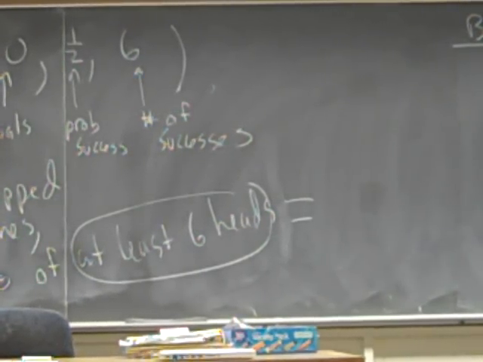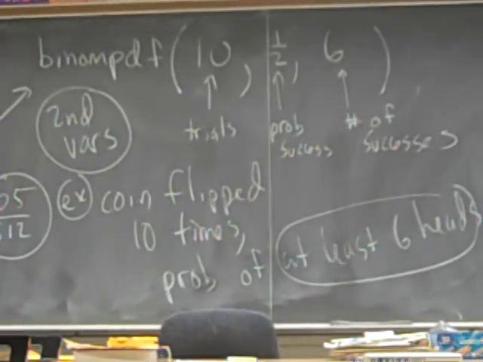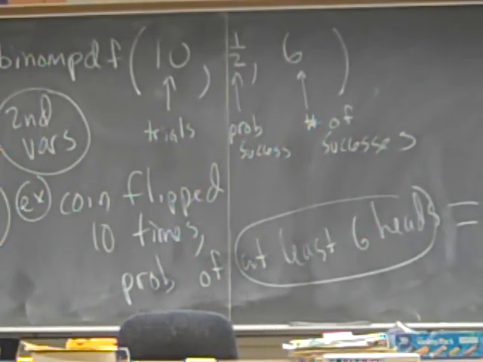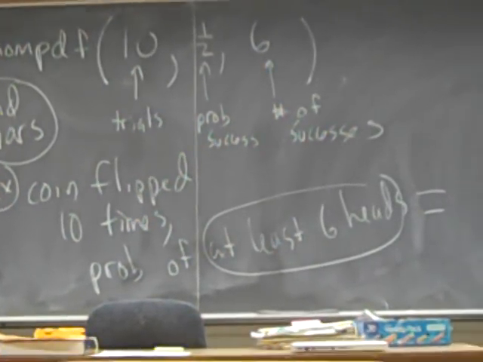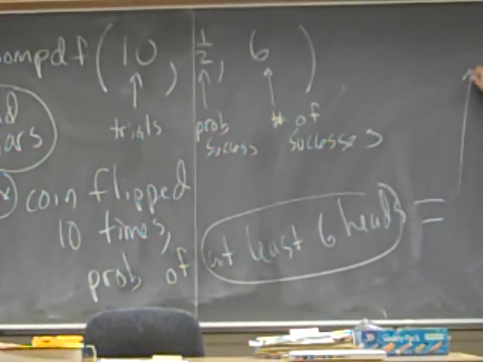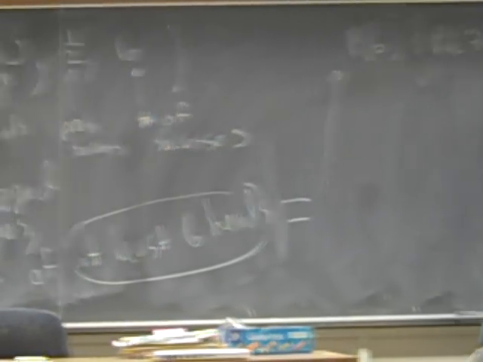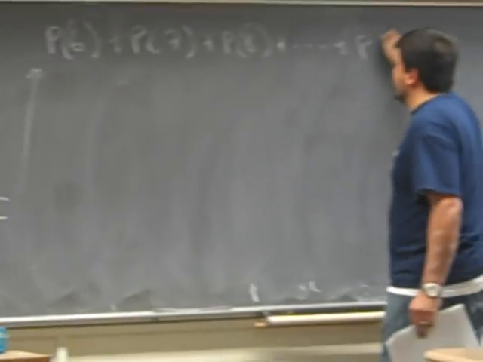At least 6 means what? What is at least 6: 6, 7, 8, 9, and 10. Or 6 or 7 or 8 or 9 or all 10 heads, right? So, let's just write out what it looks like and then we'll talk about what commands to do. So at least 6 means you find the probability of 6, probability of 7, and so on, all the way up to the probability of 10.